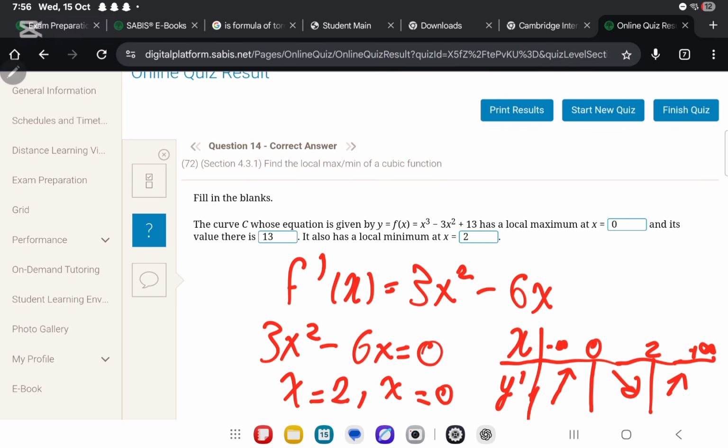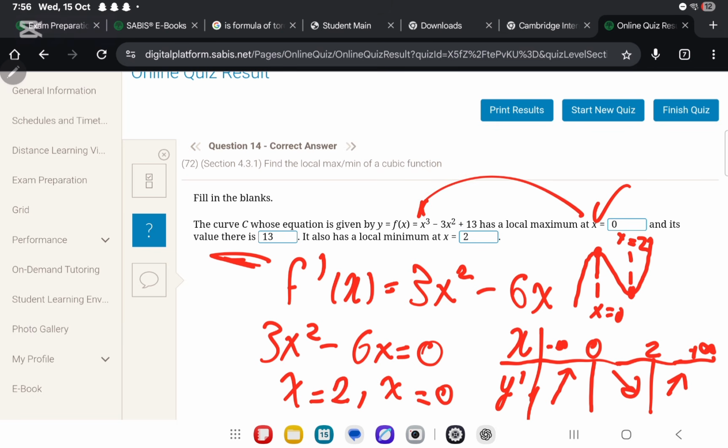So sketch it. It's going to look like this. So here this is at x equals 0, right? And at x equals 2, it's here. So this is x equals 2, right? What do you see? The maximum is at x equals 0. And to find its value, just substitute 0 into the function. So 0 cubed minus 3 into 0 squared plus 13. This is going to cancel out. This is going to cancel out. So it's just 13, right?